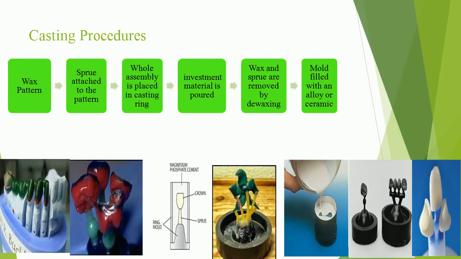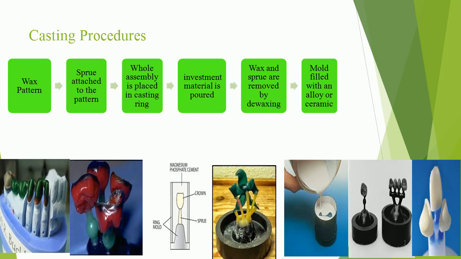Look at the casting procedure. We will be sharing videos of this whole technique with you to make your understanding much better. But for now, let's just go over the points. First of all, a wax pattern is prepared. It may be by the direct or indirect technique. Sprue is attached to the pattern. Then the whole assembly of the sprued wax pattern is placed in the casting ring.